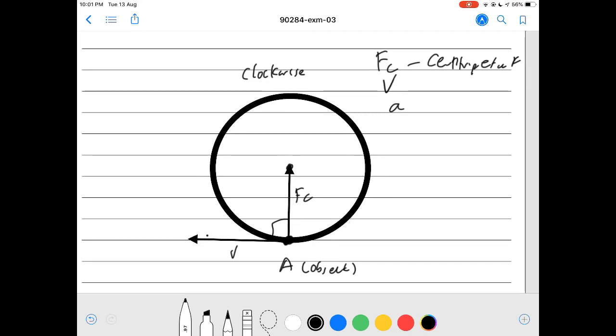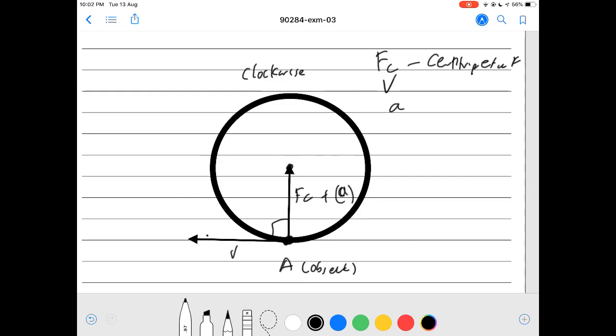And the acceleration is also acting towards the center of the circle. So basically that's FC and A. That's how you would be labeling a simple diagram of a centripetal force, velocity, and acceleration. It's pretty straightforward. For the next few clips, I'm going to be doing some calculations of centripetal acceleration and centripetal force.